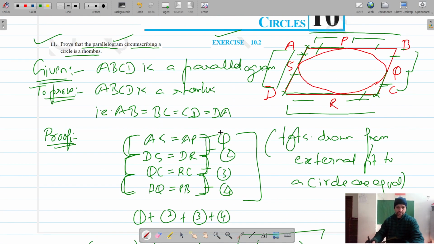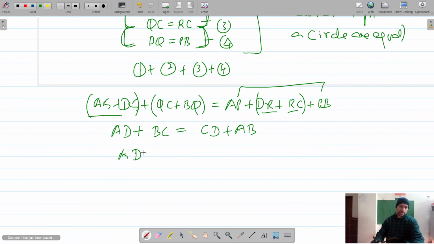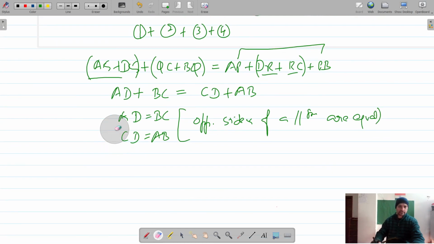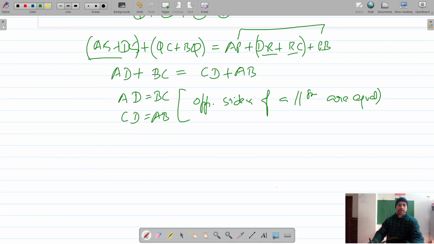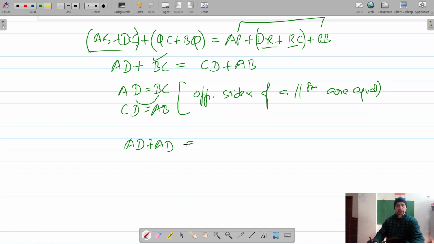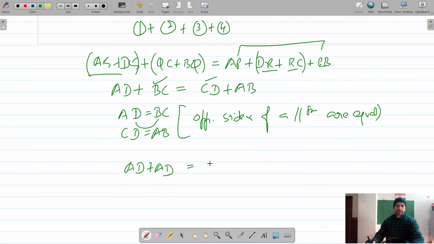Okay, now, because this is a parallelogram, so AD is equal to BC, and CD is equal to AB. Reason being, ABCD is a parallelogram, so opposite sides of a parallelogram are equal. That's what we know about parallelograms. So this is AD. So instead of BC, I can write AD because it's equal to AD, and instead of CD, I can write AB because it's equal to AB.